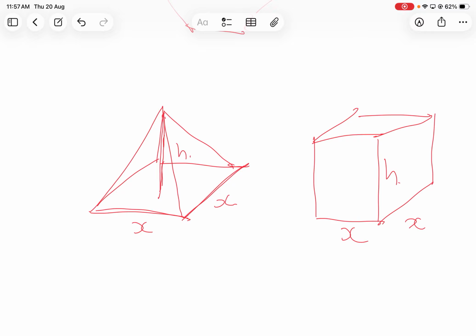Imagine this is a pyramid. If I use the same dimensions, square base also, then the height is like that. So now instead of having a pyramid, if I have a cuboid, meaning like that, like that, like that, which one will take up more space? Which one will have a bigger volume? Cuboid. Everyone can tell which one is bigger. Cuboid.